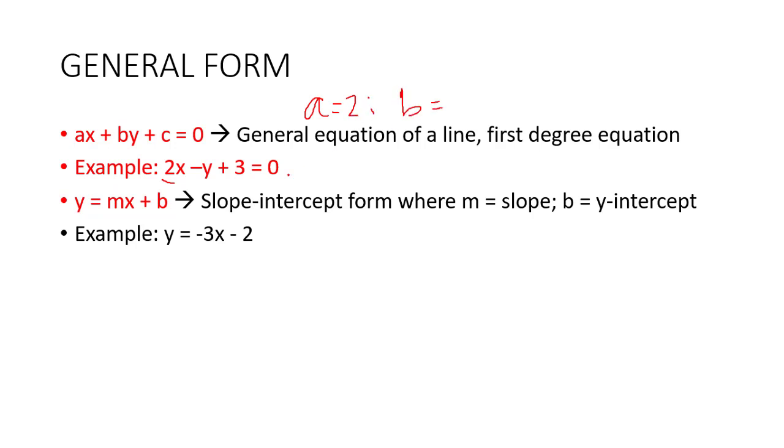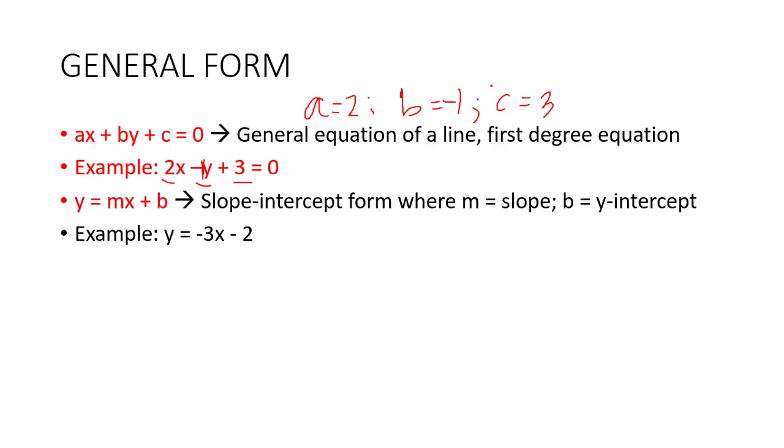Then b is the coefficient of your y. The coefficient of your y is negative 1. And then your c is the constant term. The constant term is 3. Since this is in the form ax + by + c = 0, then this is in general form.